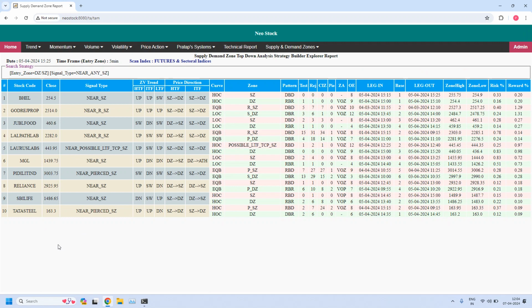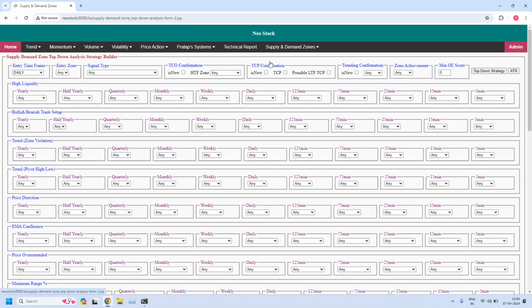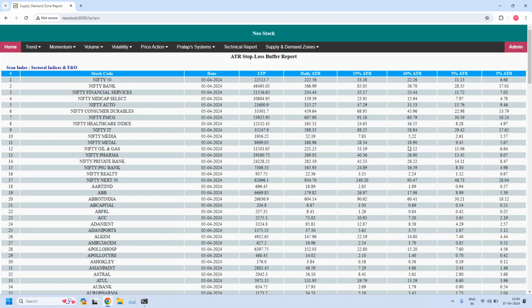In the last report, let us find the stop buffers generated from daily ATR. So I am generating the stop buffers from daily ATR. So this is the list. The first 17 in this list are indices, remaining all are equity stocks. And you know the date and the last traded price, and here we have daily ATR.